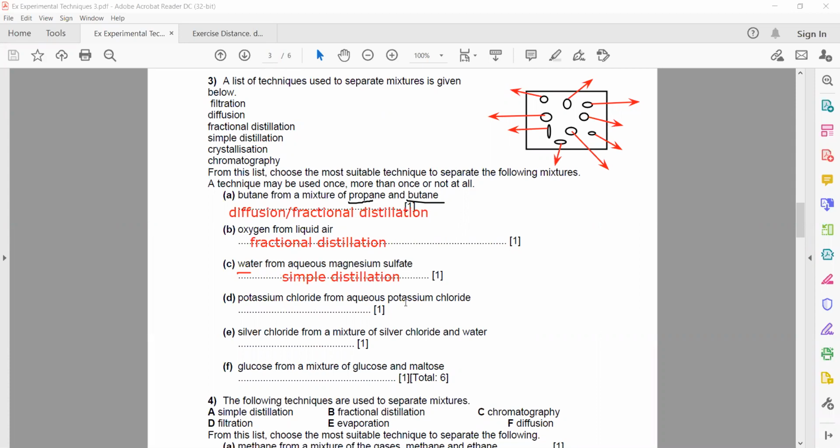Potassium chloride from aqueous potassium chloride. Aqueous potassium chloride means a salt solution. So you have a salt solution and you want salt from this, so what you can do, you can use evaporation or crystallization. So only crystallization is mentioned, evaporation is not there as an option, so we can mention here crystallization.